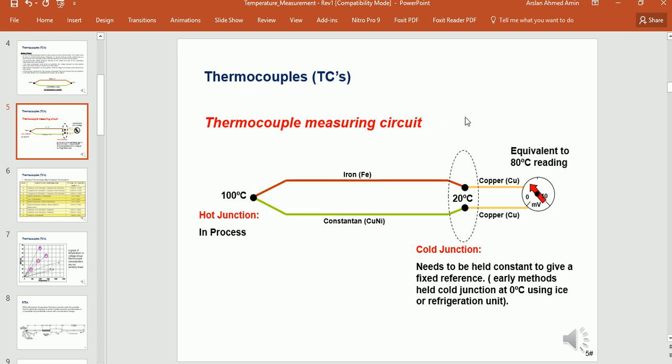Please note here that the voltages obtained on the other end, that is the cold junction, are in millivolts. So their range is in millivolts. This is a typical example. Here at the hot junction we have 100 degrees C, and the wires are iron and constantan. So at the cold junction we are getting around 4.5 or 5 millivolts, 4.5 millivolts around here, which we will read as equivalent to 80 degrees C according to the chart.